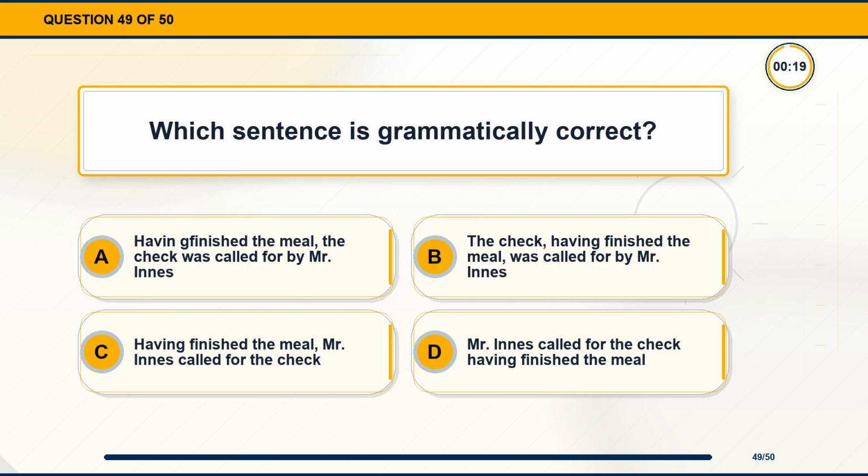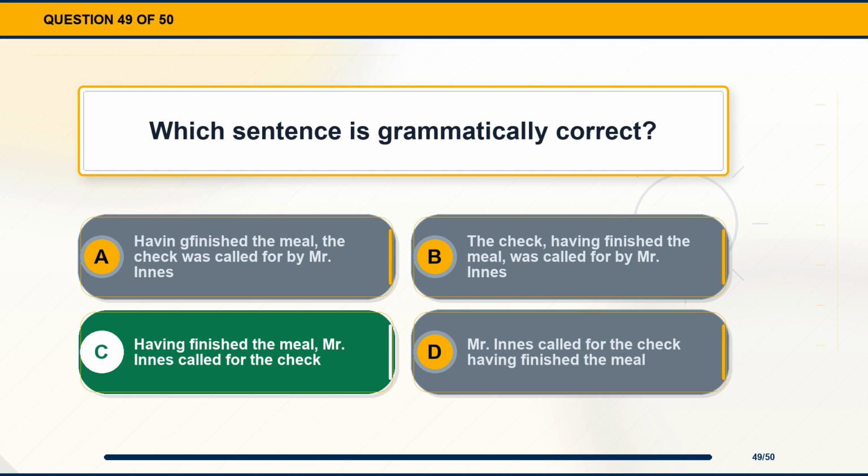Question 49. Which sentence is grammatically correct? Option A, having finished the meal, the check was called for by Mr. Innes. Option B, the check, having finished the meal, was called for by Mr. Innes. Option C, having finished the meal, Mr. Innes called for the check. Option D, Mr. Innes called for the check having finished the meal.